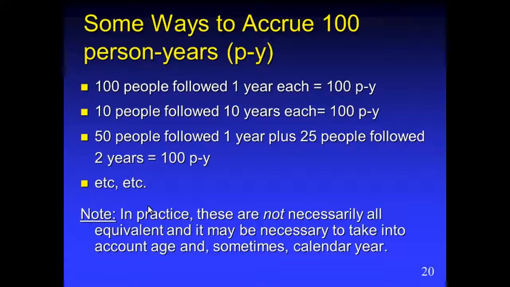In practice, however, when we actually carry out our epidemiologic analysis, we don't necessarily treat every person year as being equal. It depends on what age people are at and what calendar time period we're referring to. People's risk for disease varies from one age to another, and also risk factors in the population vary over calendar years, over calendar time.